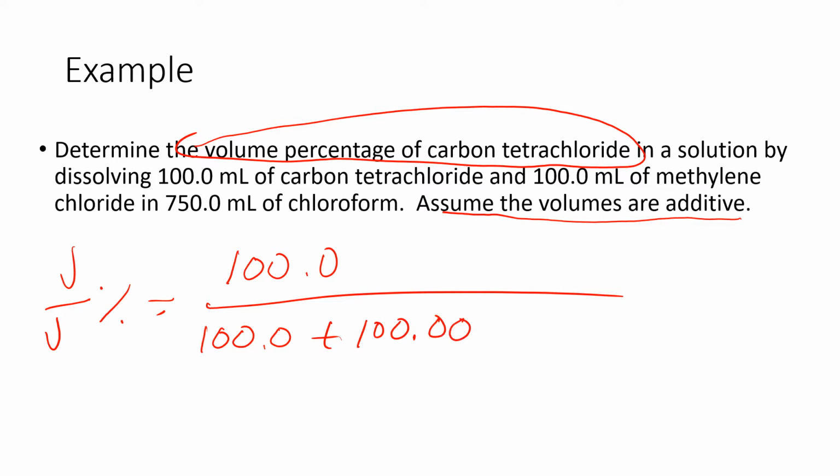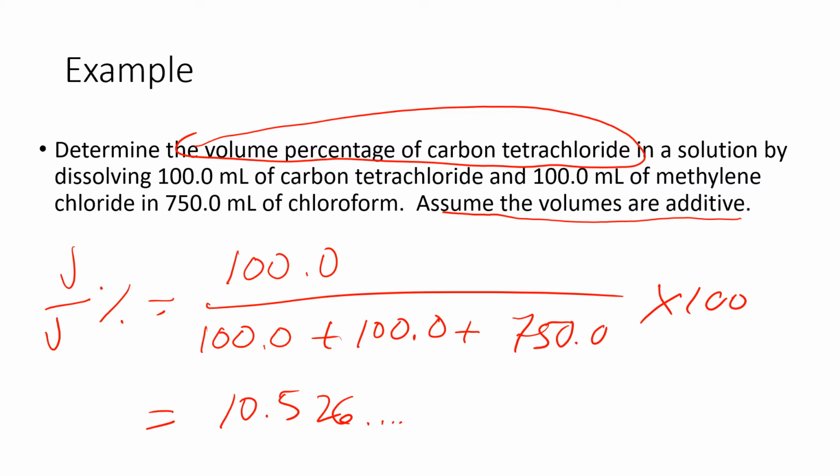Oops. Erase that. Plus 750 times 100. So 100 divided by 100 and times 100, I end up with 10.526 blah blah blah. So let's do 4 sig figs. So 10.53% for this one. Not too bad.